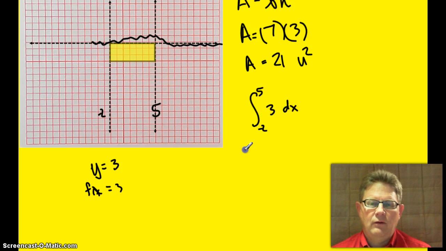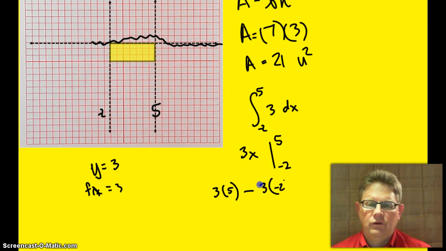and then the antiderivative of 3 is 3x, and we're going to evaluate that at 5 and -2. So that would be 3 times 5, it's a new little symbol here, minus 3 times -2. And that's how you will evaluate those. 15 minus a -6, 21.